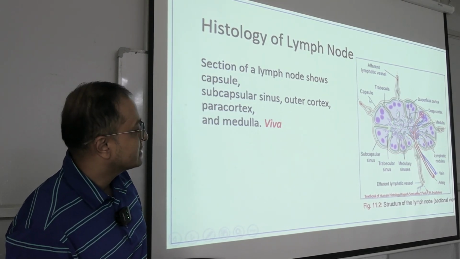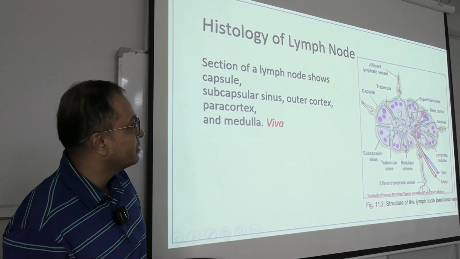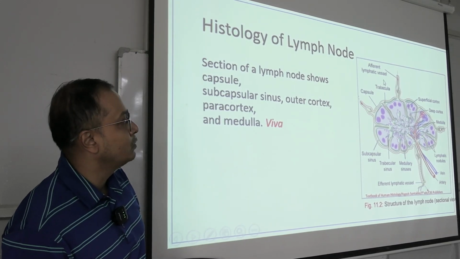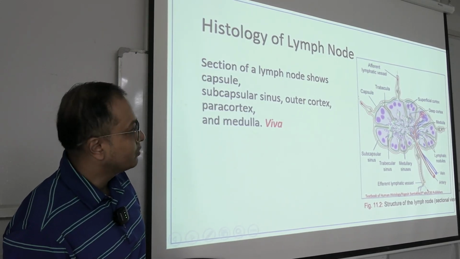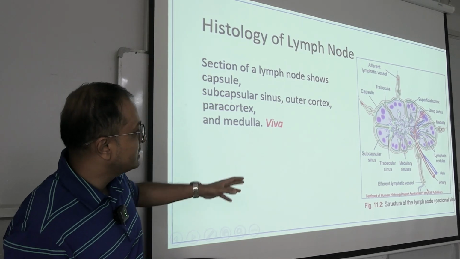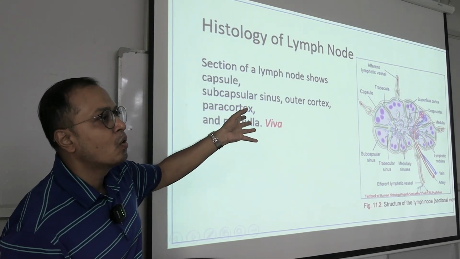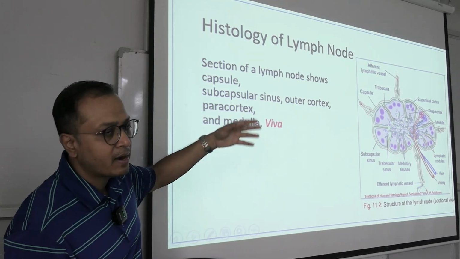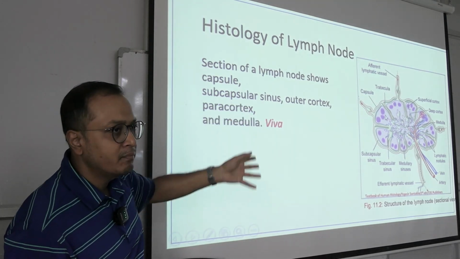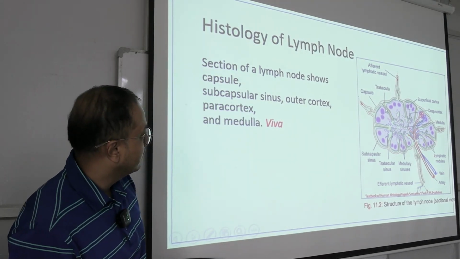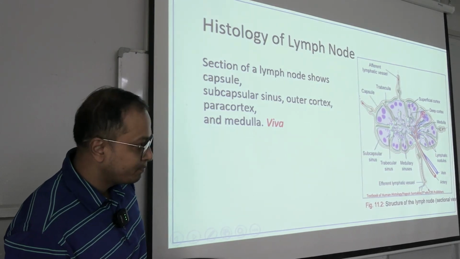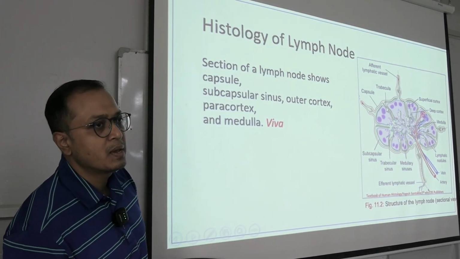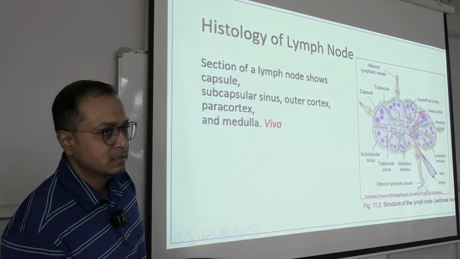So this capsule, as it penetrates deep, changes its name from capsule, and we call it the trabecula. Through these trabeculae, it gives a road or pathway so that blood vessels, lymphatics, nerves and everything can flow through. Now this trabeculae, as it penetrates through, finds some space around it, which we call the trabecular space.